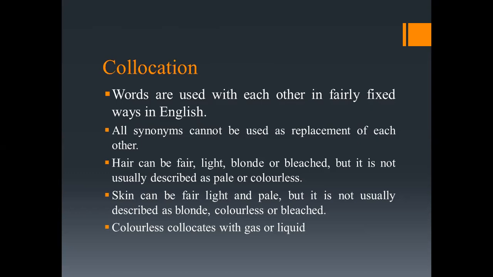Hair can be fair, light, blonde, or bleached, but it is not usually described as pale or colorless. You cannot say pale hair or colorless hair. Skin can be fair, light, and pale, but it is not usually described as blonde, colorless, or bleached skin. You can't use these adjectives for skin. Colorless collocates with gas or liquid. Remember, collocation is a very important thing, and you can see collocation in the dictionary.